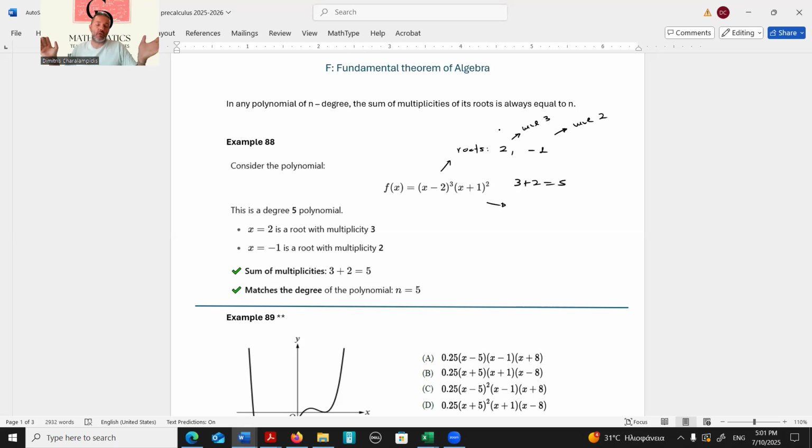Remember, or don't remember, just pay attention to that. This theorem includes the complex roots as well. Even if the function has real roots, even if the function has complex roots, this fundamental theorem of algebra sums up the sum of multiplicities of all roots together.